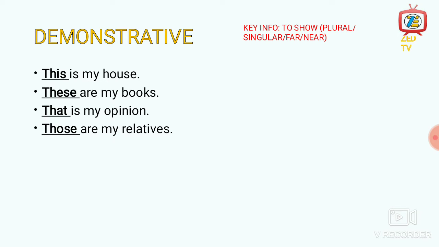So when I'm saying this is my house, it means that my house is just around the corner, meaning close. Alright, it is very close and I only have one house. These are my books, on the other hand, means that the books are near the speaker, but there is more than just one book involved. Alright, that is my opinion, means that there is only one opinion, but it refers to an abstract object far from the speaker. Okay, those are my relatives, means that there are many relatives involved and they are quite far from the speaker.